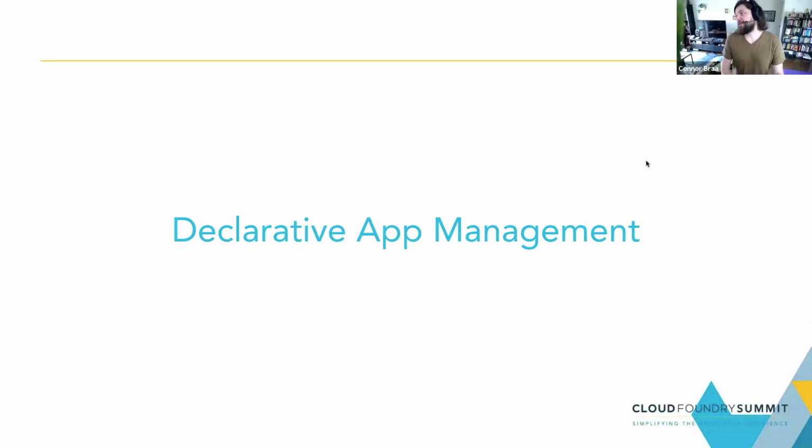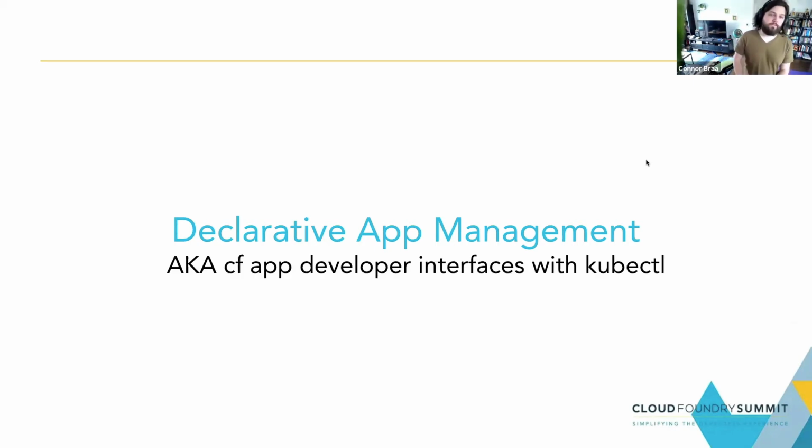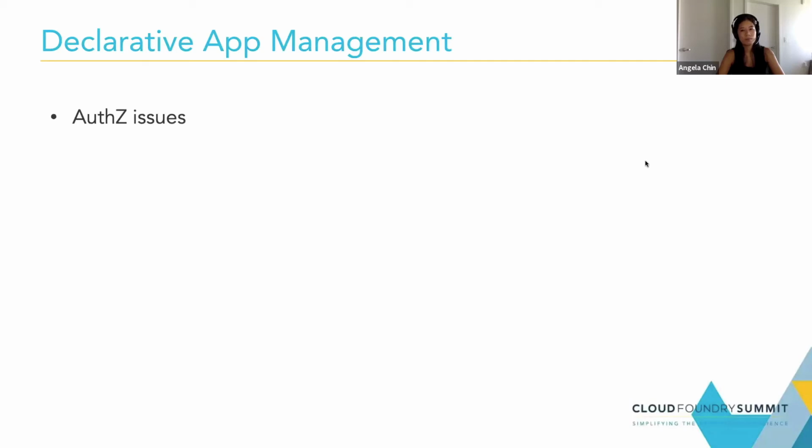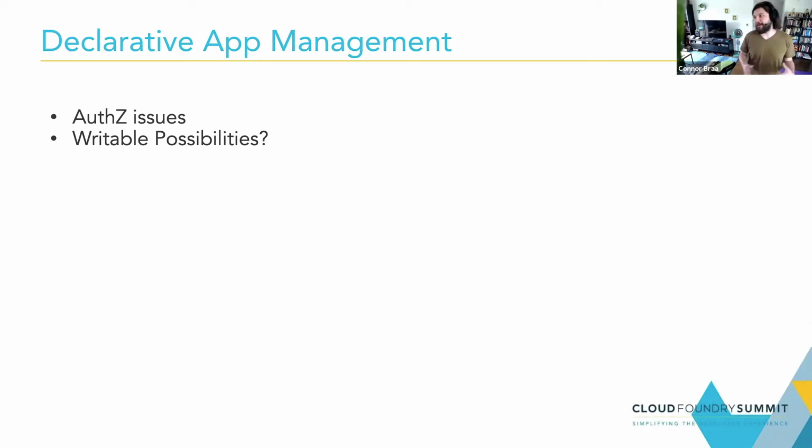Beyond platform management, there's also great hope for creating new declarative interfaces for app management. These would look like a CF app developer interface with kubectl. However, there's some complexity here. In particular, authorization is very difficult to manage within this space. Administrator interfaces are easier because often CF administrators have access to the Kubernetes platforms that they're running on, but CF app developers don't necessarily. And so this makes it so that particularly things that are writable, things that we might want to modify, are hard and dangerous to implement. We probably won't be seeing any of them very soon.